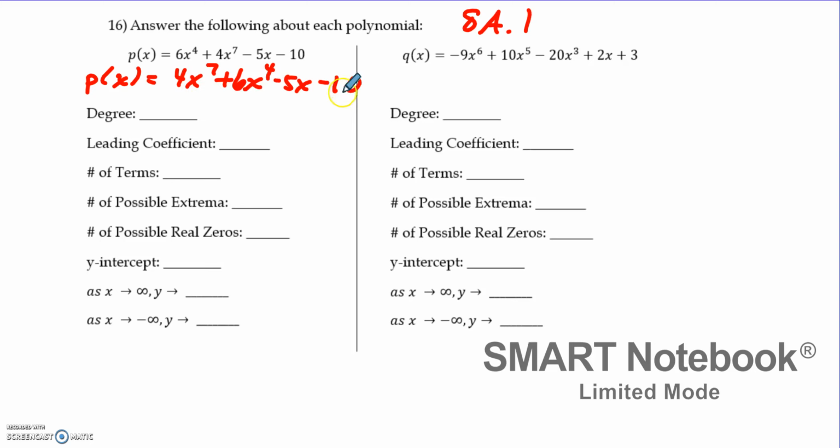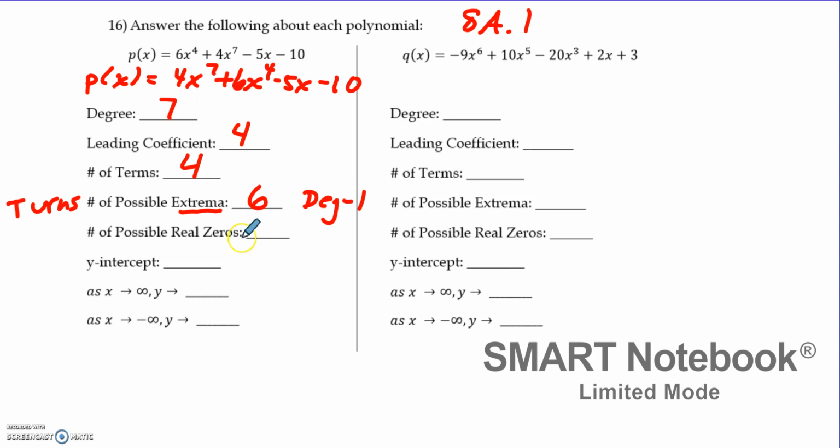So I wrote it from highest power to lowest, and now that it's in this order, the highest degree that I see is 7. Notice I'm not adding exponents because I do not have more than one variable, it's just the highest exponent. If 7 is the highest degree, the lead coefficient is the number attached to the highest degree. The number of terms separated by a plus or minus sign are 4. The possible number of extrema really means the number of turns that a graph can do, is always the degree minus 1. So it would be 7 minus 1 or 6 possible turns.